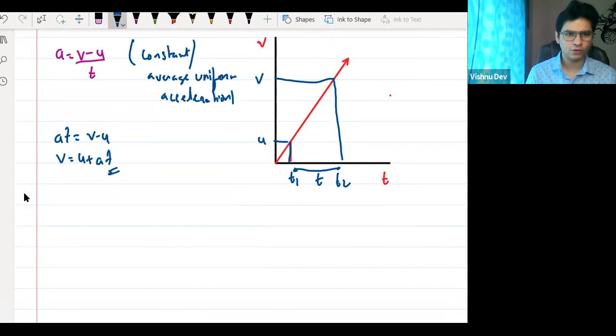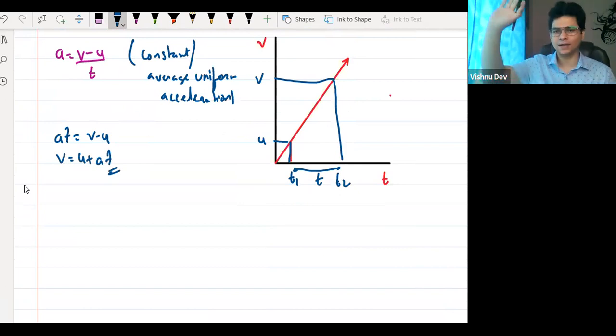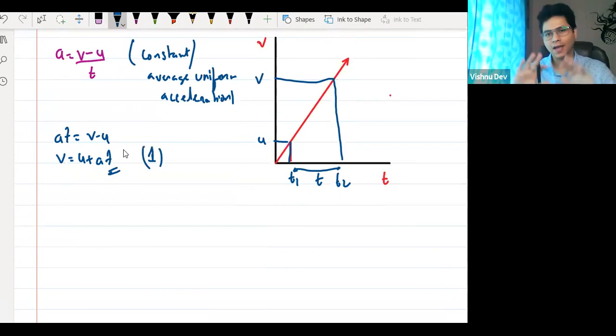Simple enough? Tell me. Raise your hand. Simple enough? Right? So this is your first equation of motion. As simple as that. बस और कुछ नहीं है. यही है first equation of motion.